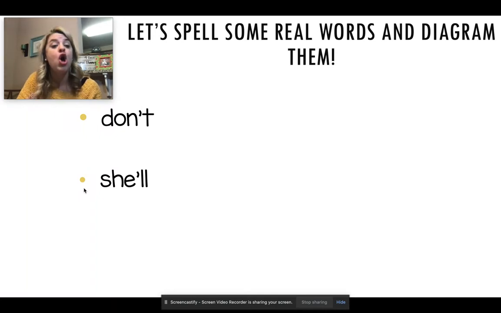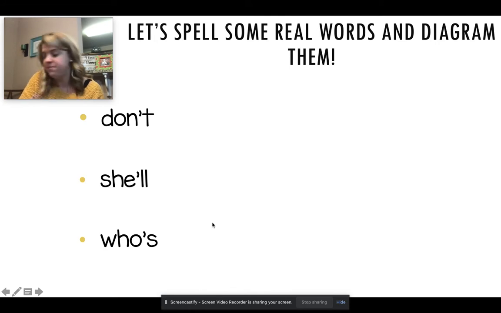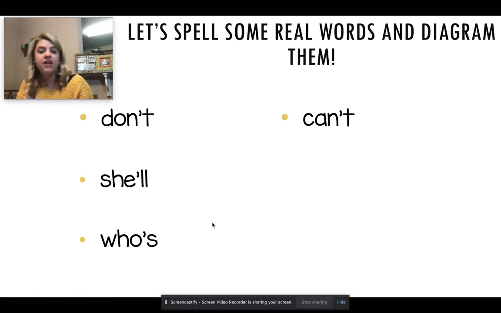And our next word was whose. Whose. Who is. Whose. W-H-O apostrophe S. Good job. Our next word was can't. Can't. Cannot. We know that when we use the word not, all the first word stays together. And then when we use not, that O is going to get pulled out and replaced by the apostrophe.